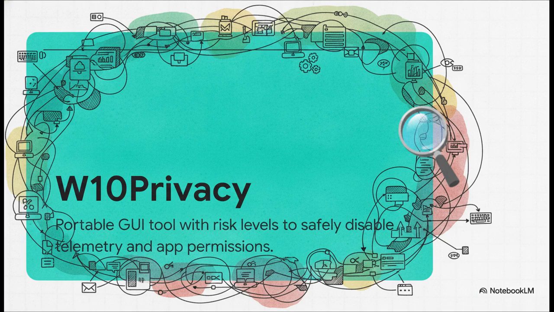This is a brilliant portable tool. What makes it absolutely essential is that it covers over 200 privacy settings, and it organizes them using color-coded risk levels. Green means it's totally safe to disable, yellow is moderate, and red means you might actually break core system functionality. It basically helps you navigate that tangled web of hidden tracking settings without accidentally bricking your machine, which, let's be honest, is everyone's biggest fear when messing with registry keys.